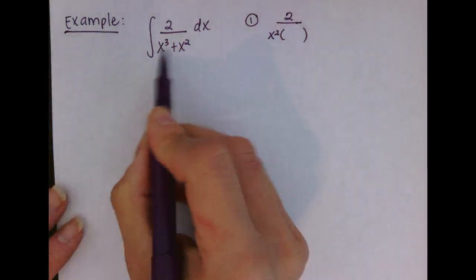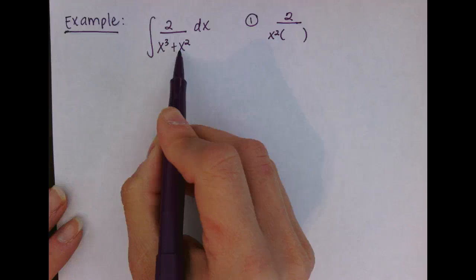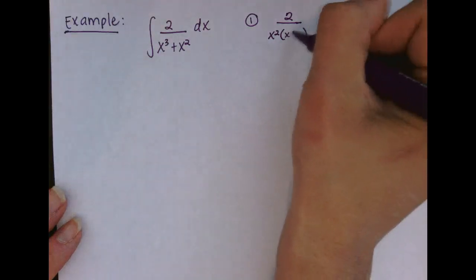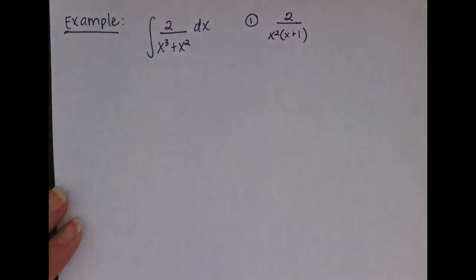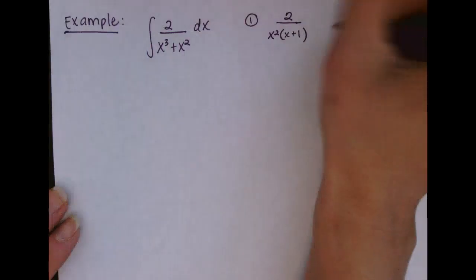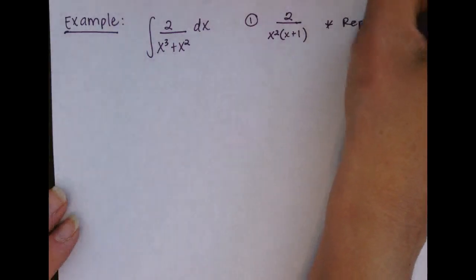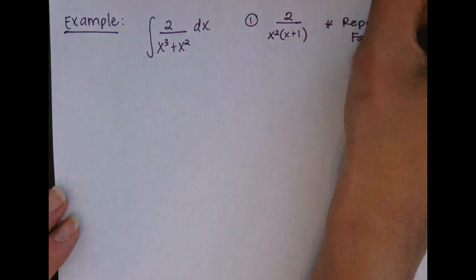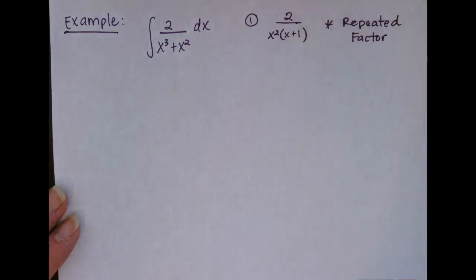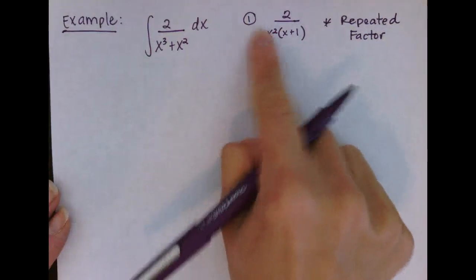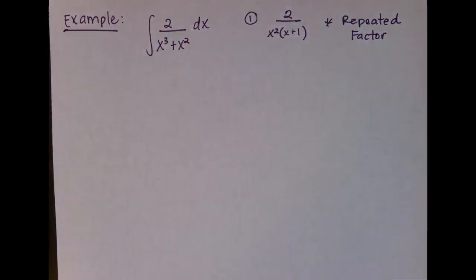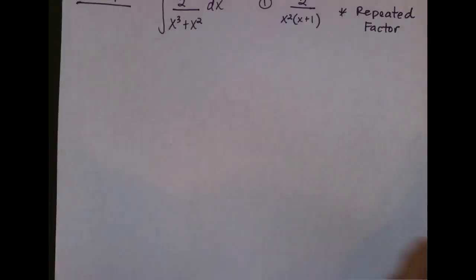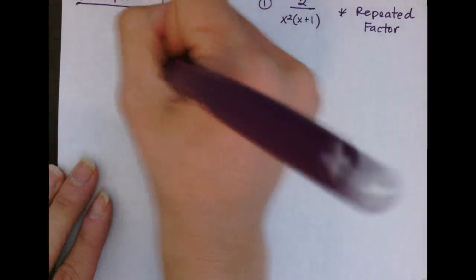each term in the denominator has a common factor of x squared, so I can pull that out with a remaining factor of x plus 1. That means that what I have here is a repeated factor. Okay, I have a repeated factor of x times x. I know it's quadratic, but the difference is, so let me discuss that.